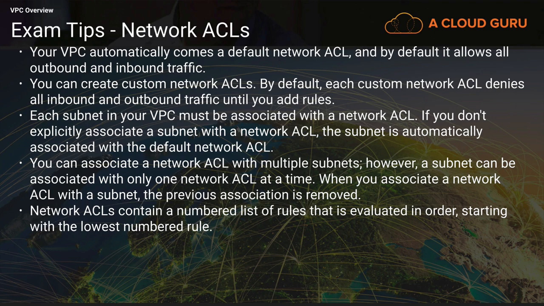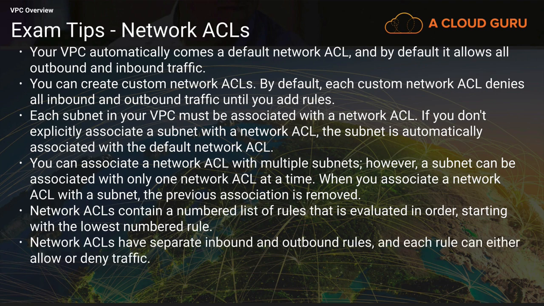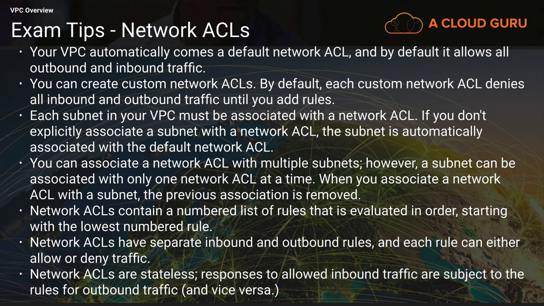Network ACLs contain a numbered list of rules, and they're evaluated in order, starting with the lowest numbered rule first. We saw that when it was denying port 80 to my specific IP address at rule number 99, that was evaluated first. Rule 100 opened port 80 up to the entire world, but I'd already been denied. Network ACLs have separate inbound and outbound rules, and each rule can either allow or deny traffic. And then finally, network ACLs are stateless, so responses to inbound traffic are subject to the rules for outbound traffic and vice versa.